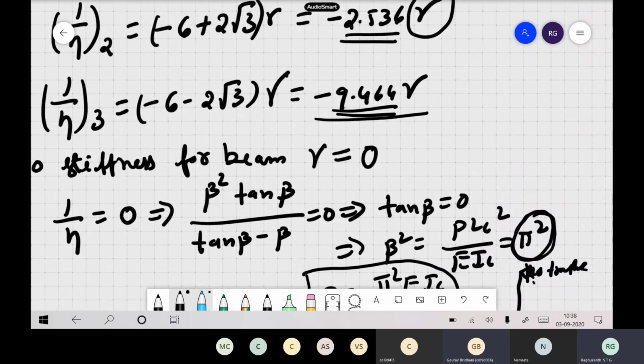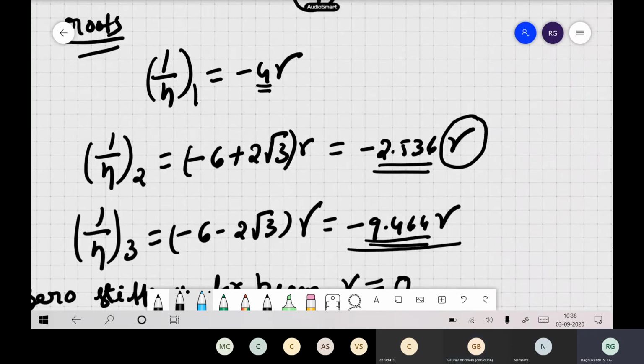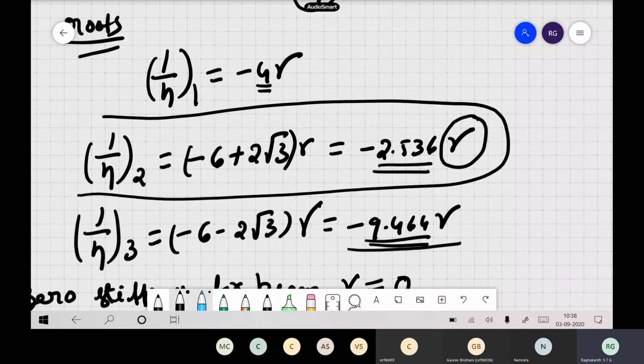Yes, excellent. So now you can see what is the root here. The second root, we need not solve anything. So this is the lowest root.